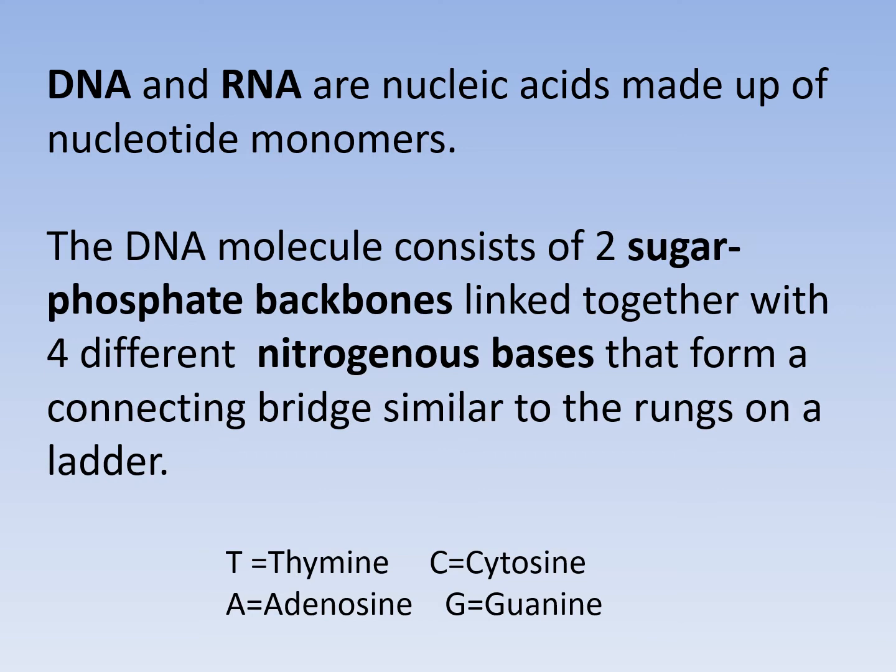The sugar phosphate groups form a backbone. They're sort of the sides of the ladder. The nitrogenous bases are forming the rungs of a ladder. And the nitrogenous bases are all abbreviated with their first letter, T for thymine, C for cytosine, A for adenine, and G for guanine. T and A always join together, and C and G always join together. So they have these binding patterns in the DNA molecule.